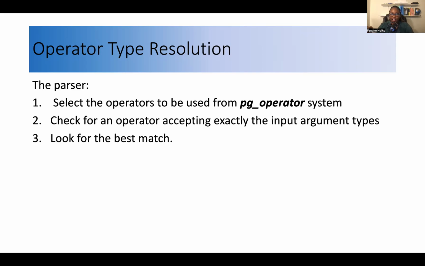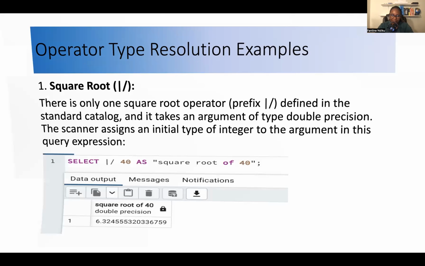Secondly, it will check what operator can accept the argument we give in a statement or expression. Because we have so many operators with the same name, the parser will choose which operator to use based on the type or the number of arguments we give to the operator. After that, the parser will look for the best match, and then it will apply it to that statement or expression.